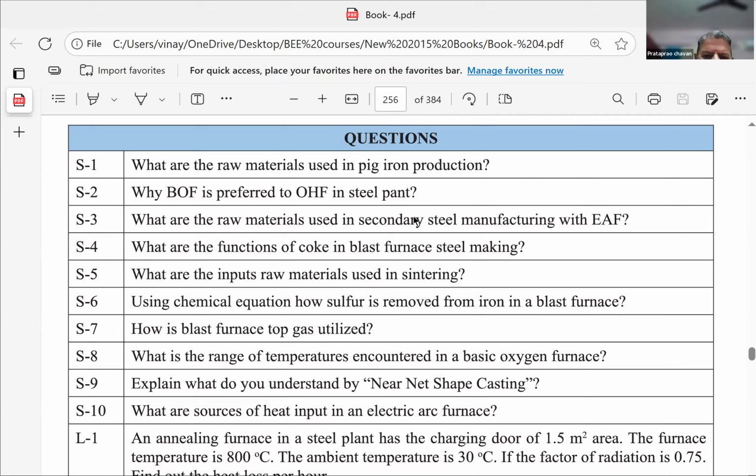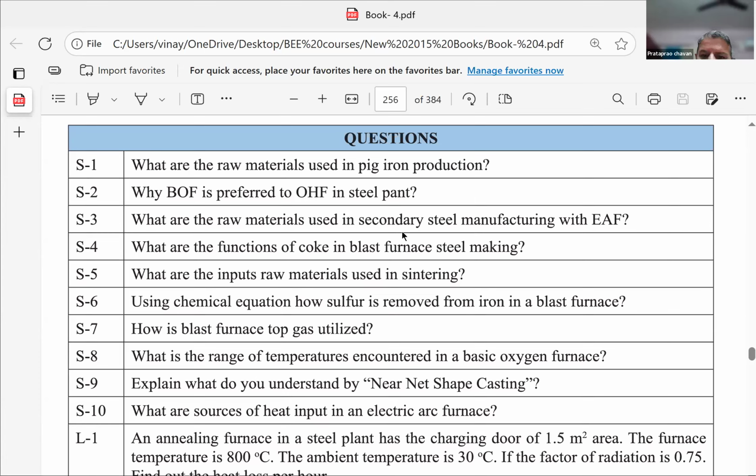Actually, all over the world, they are using more and more OHF because it is not energy efficient, but it is very convenient to use all the scrap material in it. Putting scrap into this is a bit difficult, whereas open hearth is readily accepting all types and all sizes of scrap. Therefore, people are changing over to this. You read through the description, it is given in that.